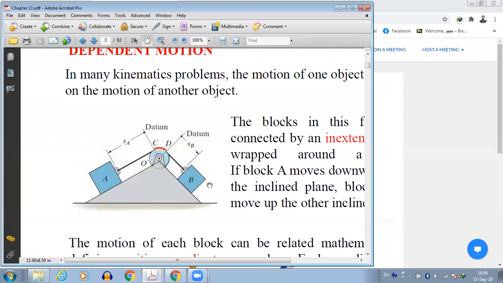So if I know the motion of body A, I should be able to find out the motion of body B. There should be one equation that should connect the motion of body A with the motion of body B. Similarly, if I know the motion of body B, I should be able to find out the motion of body A, because the two are interconnected. So this is the main objective of this topic, to find out the equation for the motion of bodies which are interconnected, which are dependent over each other.